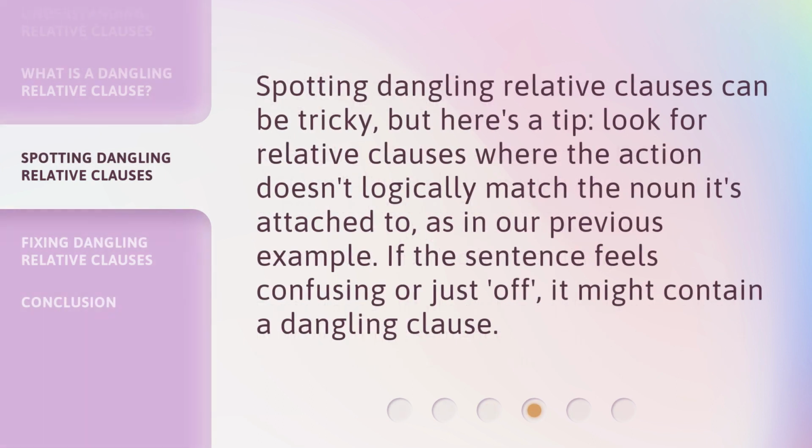Spotting dangling relative clauses can be tricky, but here's a tip. Look for relative clauses where the action doesn't logically match the noun it's attached to, as in our previous example. If the sentence feels confusing or just off, it might contain a dangling clause.